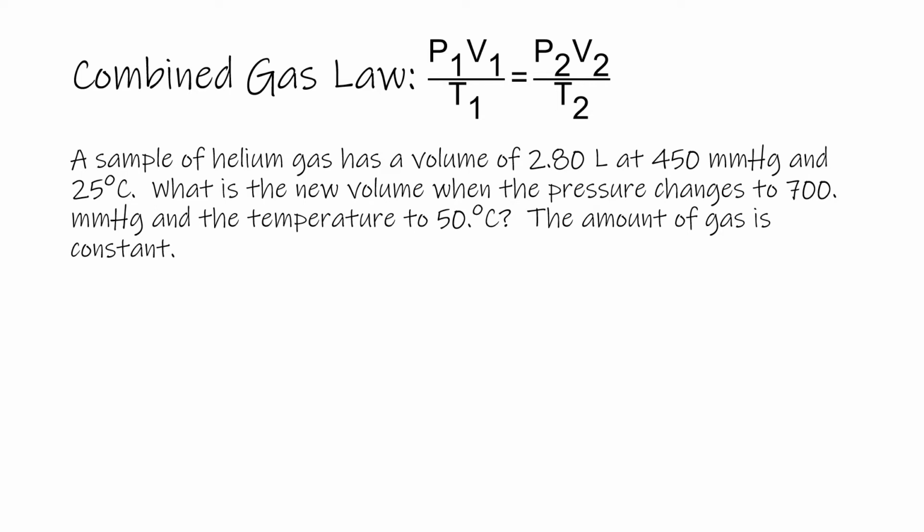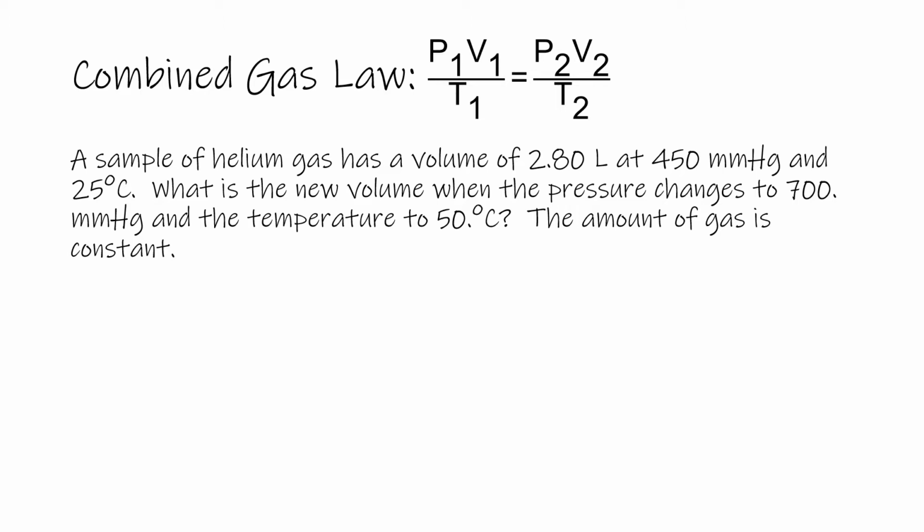Here we have a sample of helium gas that has a volume of 2.80 liters at 450 millimeters of mercury and 25 degrees Celsius. What is the new volume when the pressure changes to 700 millimeters of mercury and the temperature to 50 degrees Celsius? The amount of gas is constant.